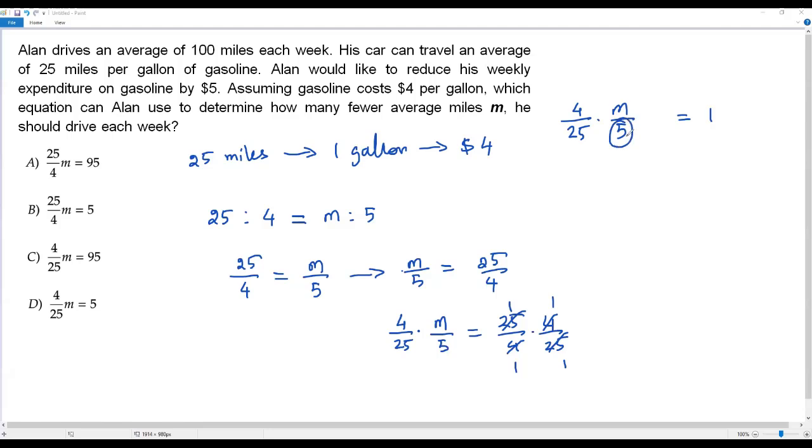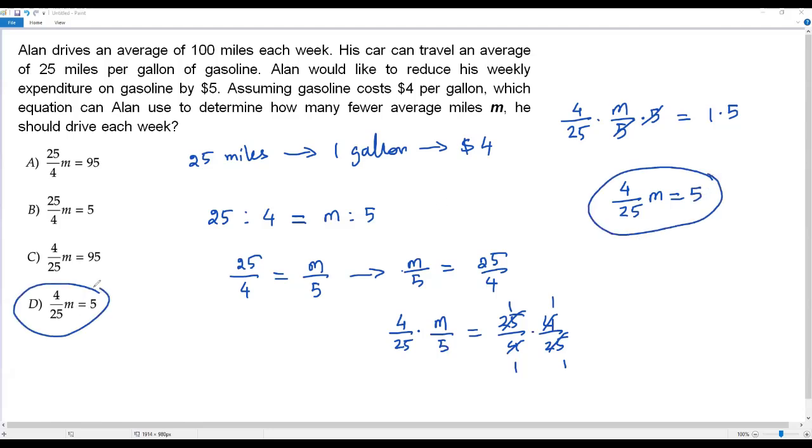So what do we have to do to get rid of this 5, which is in the denominator? For that, I have to multiply both sides of this equation by 5. Then this 5 will cancel out. I'm getting 4 over 25 times m equals, on the right side, 1 times 5 is 5. So I find this equation in option D. So the correct answer choice for this question is option D.